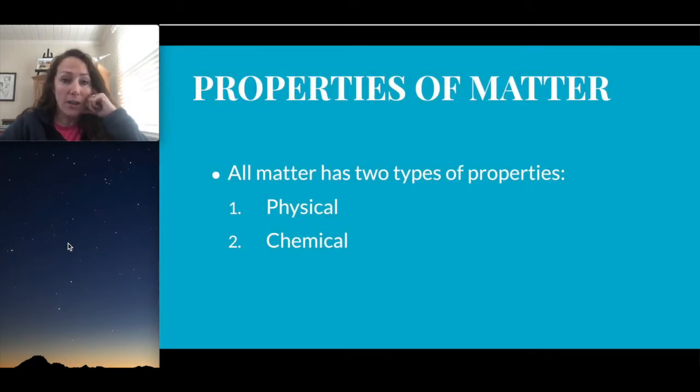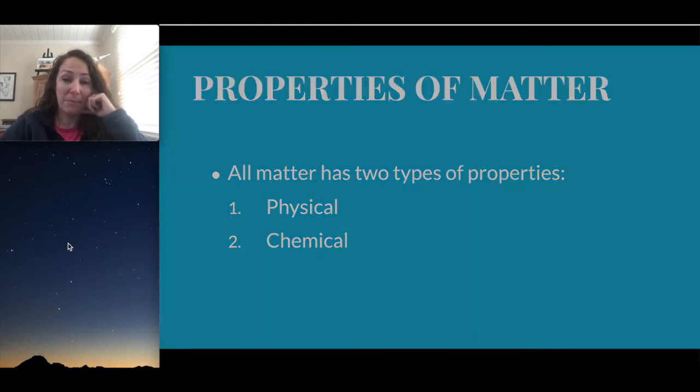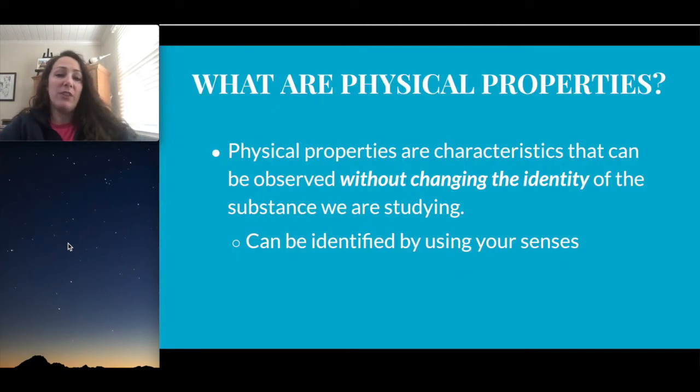So all matter has two types of properties. There's physical and chemical properties. We are only going to focus on the physical properties right now. We're not going to talk about the chemical properties till later, so don't even worry about that. So what are physical properties? Physical properties are characteristics that can be observed without changing the identity of the substance we are studying.